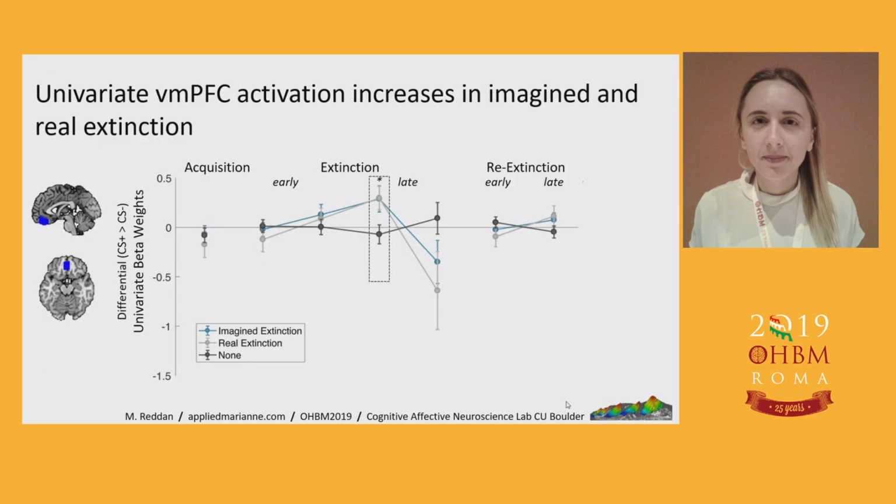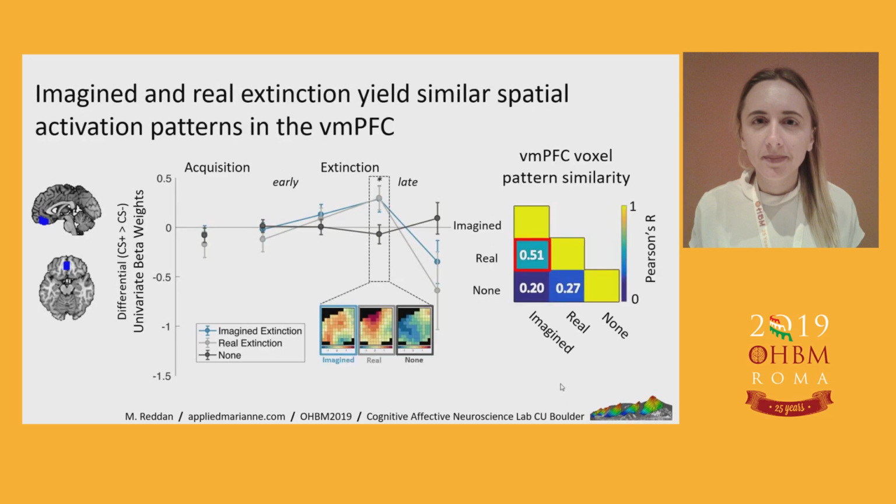Okay. And if we extract a signal from the VMPFC in a univariate analysis and look at its activation to the CS plus relative to the CS minus, throughout all the phases, we see that there's an increase in VMPFC activation in both the real and imagined extinction groups, and this is something you would expect from real extinction. So it's interesting to see that both processes are doing this. And then if you just take out the spatial pattern during this peak period of activity, you find that the spatial correlations are higher between the imagined and real extinction groups. So they're not doing exactly the same thing, but they're more similar than compared to the no extinction group.